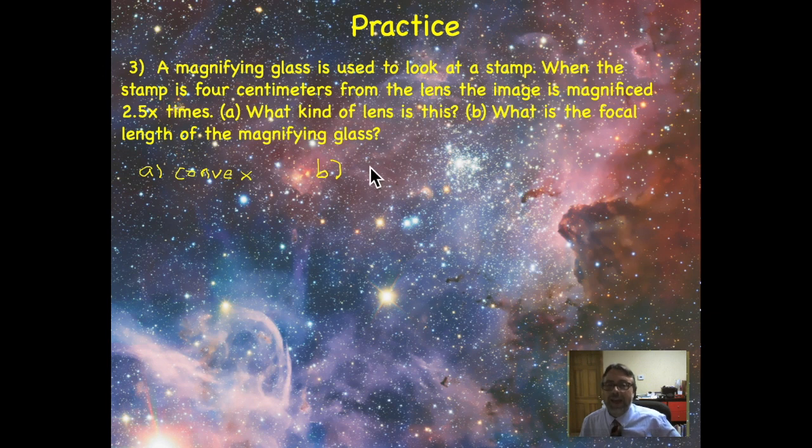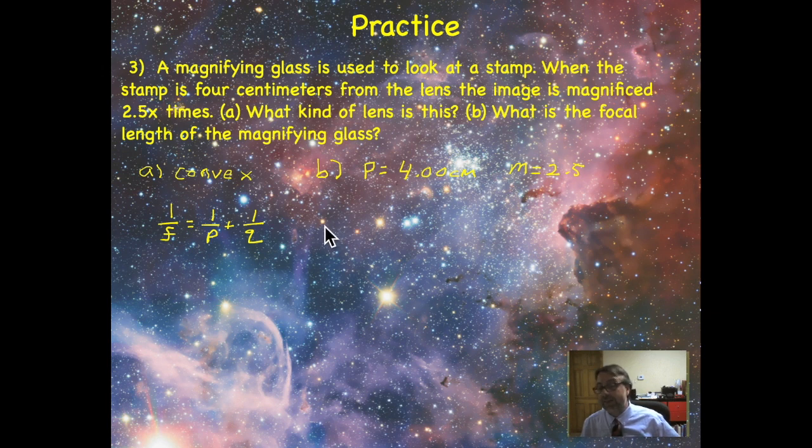Alright, so they tell me that the distance between the stamp and the lens is 4 centimeters. So I have P equals 4 centimeters. And they tell me that the magnification is 2.5. I want to find the focal length, so let me write that equation. 1 over F equals 1 over P plus 1 over Q. And right away I noticed something. I don't know F, it's what I'm looking for. I have P, but I don't know Q. I have one equation here with 2 unknowns. So I need to look at another equation.